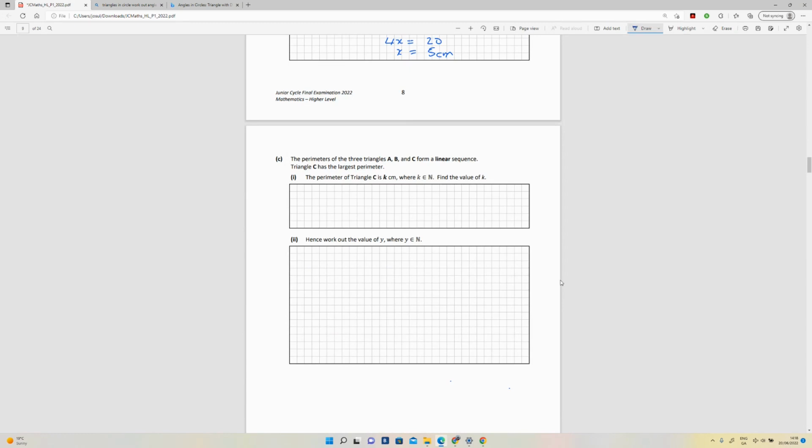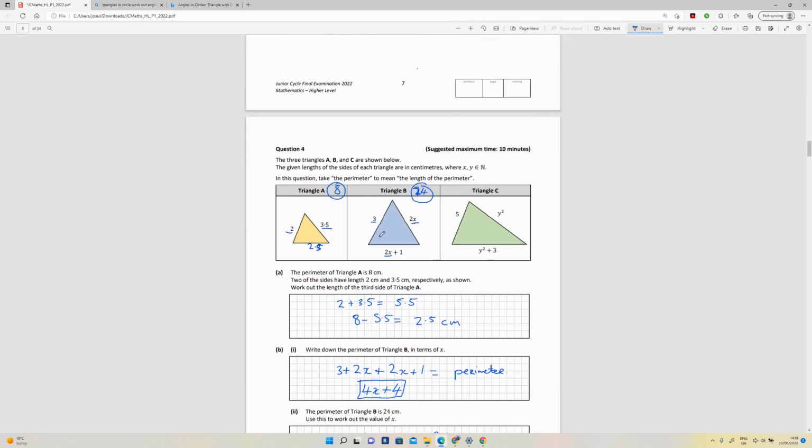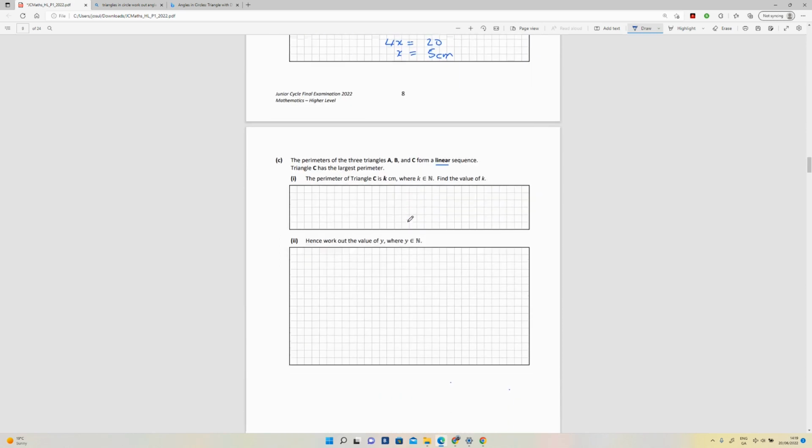Okay, part 3. The perimeters of the three triangles A, B, and C, which are shown above, form a linear sequence. Triangle C has the largest perimeter. So a linear sequence means that they're either going up or going down in a linear manner. So the distance between A, B, and C should be the same if it's a linear sequence, and C has the largest. So it means you're going to keep going up. Okay, and you can even see that, right? So obviously C visually looks bigger than B, and B looks bigger than A, in terms of perimeter.